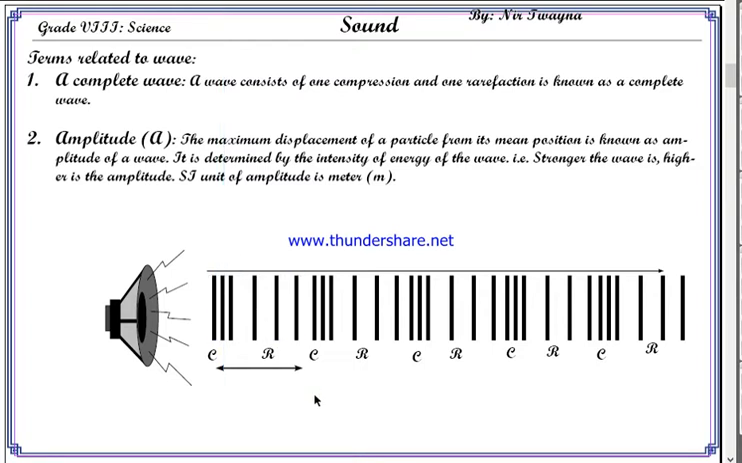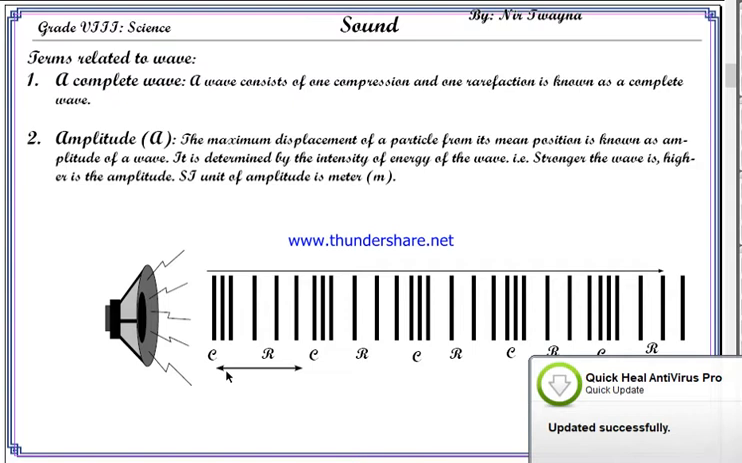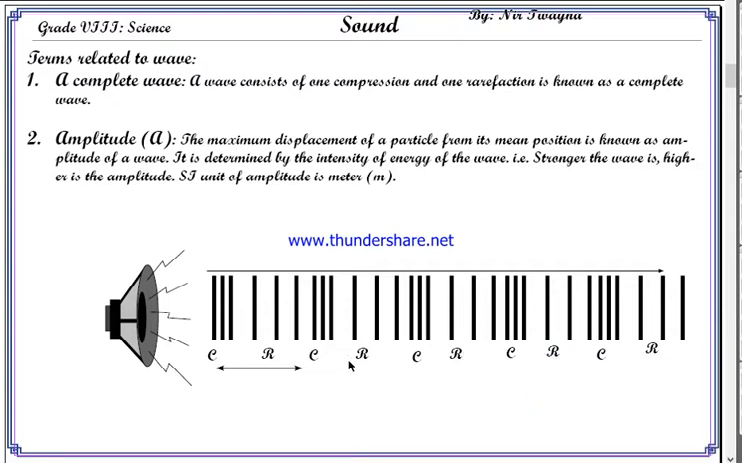Understood? Now how many waves are formed in this particular example? You can count only C or only R, but if you count both, like 1, 2, 3, 4, 5, 6, 7, 8, 9, 10, then you might say there are 10 waves. No, that's not true. There are 5 compression and 5 rarefaction, means there are 5 complete waves in this particular example. Understood?